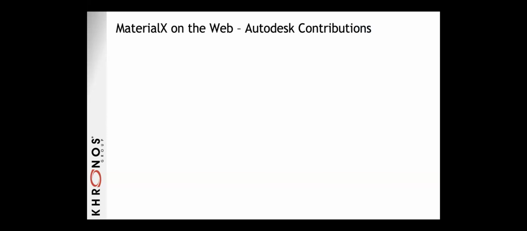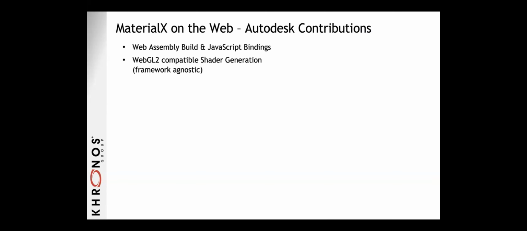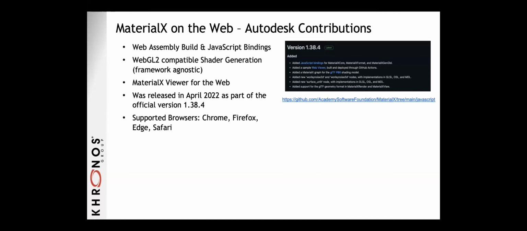Over the years, we've been making many contributions to MaterialX, but one area we've been focusing on a lot in recent years is the web. We have a WebAssembly build and JavaScript bindings for the MaterialX library itself. We also added WebGL 2 compatible shader generation, which is independent of the framework you're using. So you can easily use it with three.js or Babylon.js or PlayCanvas or your engine of choice. And we also added a MaterialX viewer for the web. All of this work has been incorporated into the MaterialX library since version 1.38.4, and it's readily available and supported in all browsers.